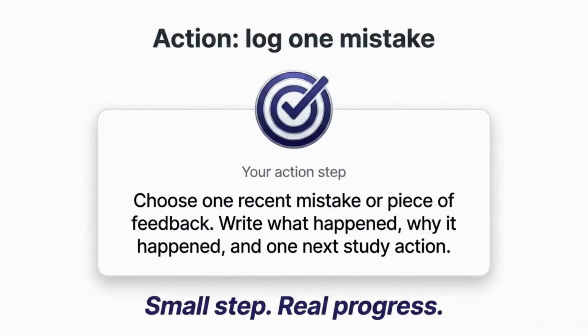Here is your action step. Choose one recent mistake or piece of feedback from one class. It could be a missed quiz question, a homework error, a confusing practice problem, or a comment on an assignment. Write what happened. Then write why you think it happened. Finally, write one next study action. Keep it simple. You are not trying to analyze your whole semester. You are practicing the habit of turning one mistake into one useful next step.